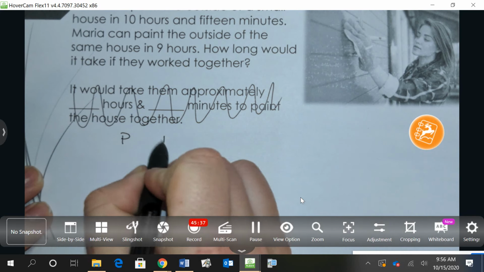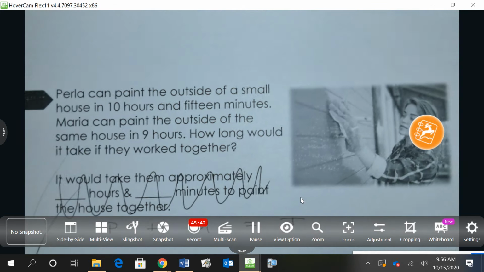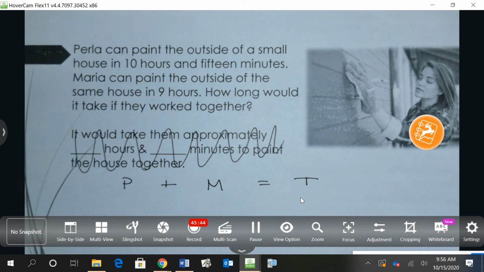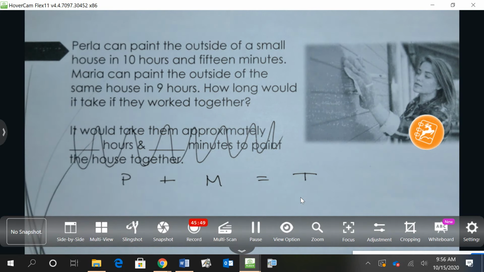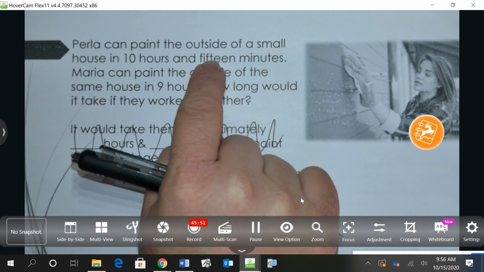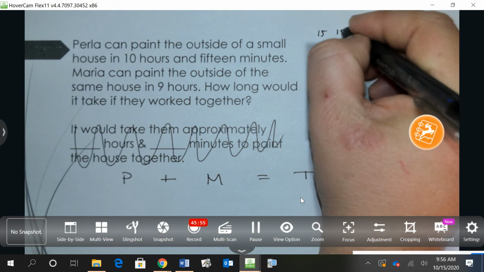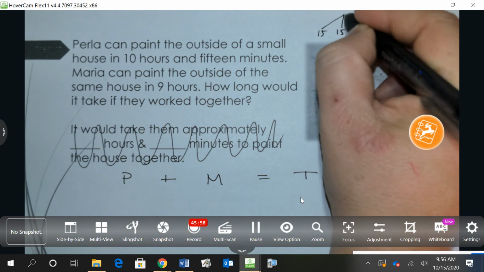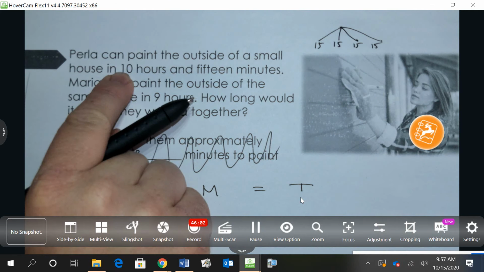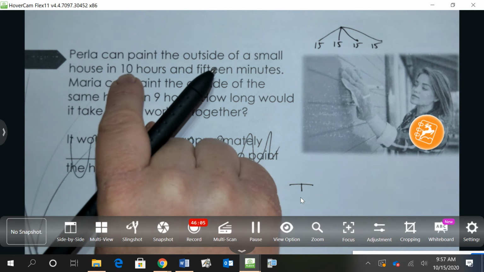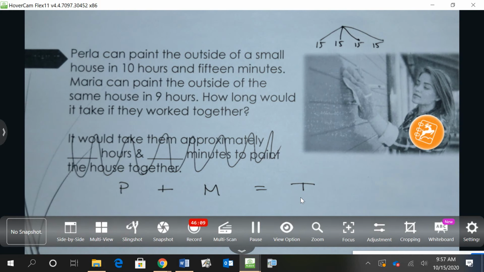So I have Perla, Maria, and what can they do together? Remember, you need to have the same units. They both have hours, but then they throw in 15 minutes. Some of you know that 1 hour is 15, 30, 45, and 60, so 1 hour is split among 4 15-minute increments. So this is really 10 and then 10.25, representing 25% of an additional hour. Not many people can do that in your head.